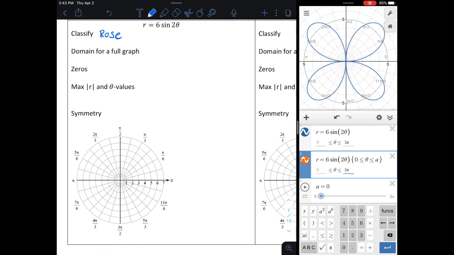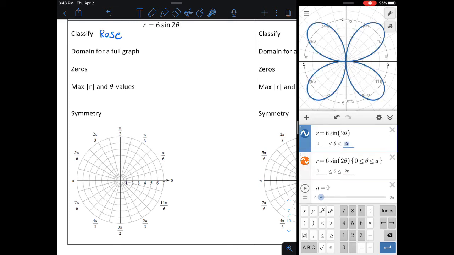Now, the domain for the full graph. Some people will look at this and say, all right, wait a minute now. Can I just look at sine of 2 theta and find what the period is for sine? Well, the period of sine would be 2 pi. And if I multiply theta by 2, that means this period should be pi radians. So if I make my graph go from 0 to pi, let's see if it makes the full thing. It doesn't. It only made half of it.